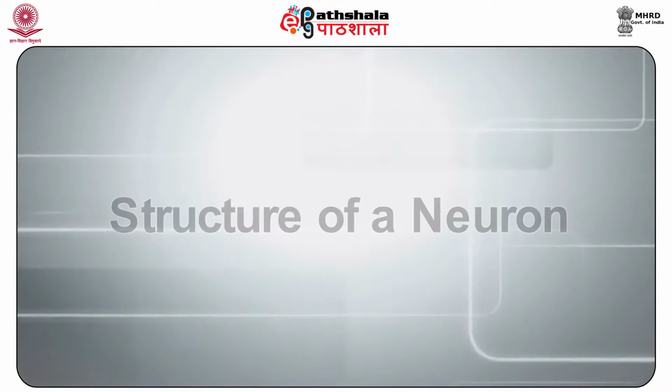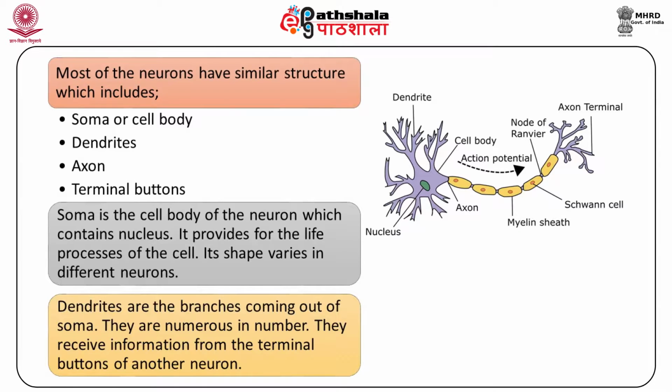Structure of a neuron. Most of the neurons have similar structure, which includes soma or cell body, dendrites, axon, and terminal buttons. Soma is the cell body of the neuron which contains the nucleus. It provides for the life processes of the cell. Its shape varies in different neurons.